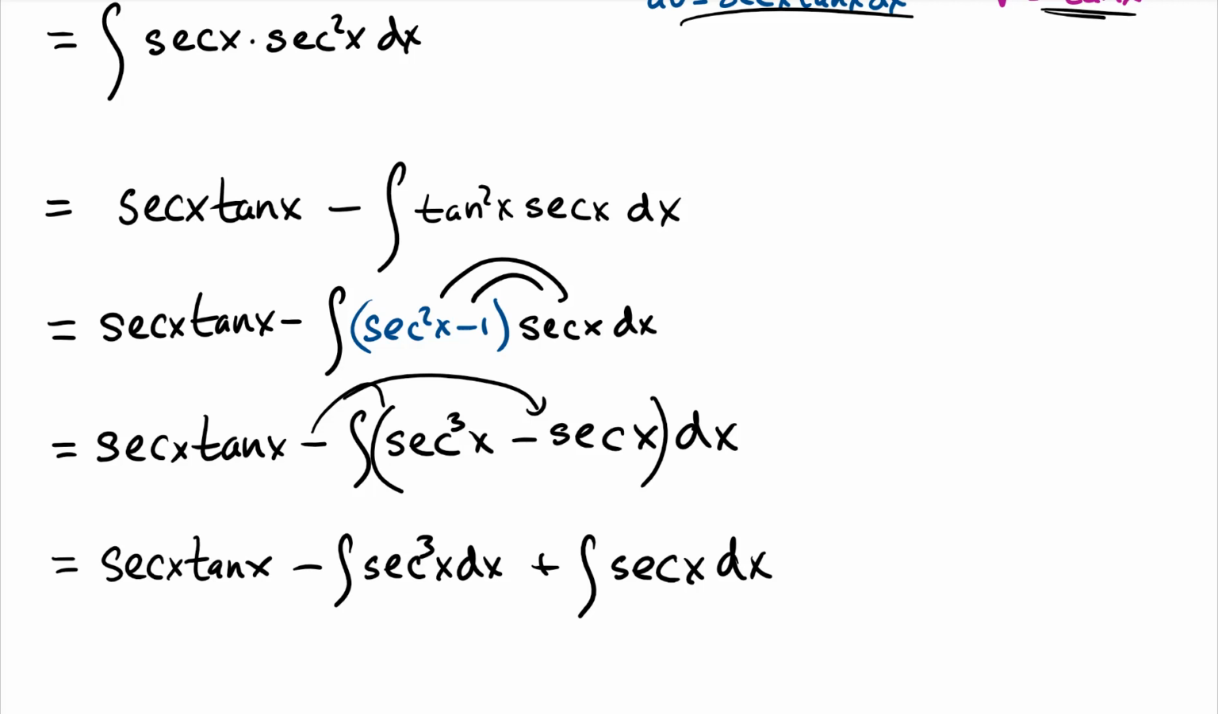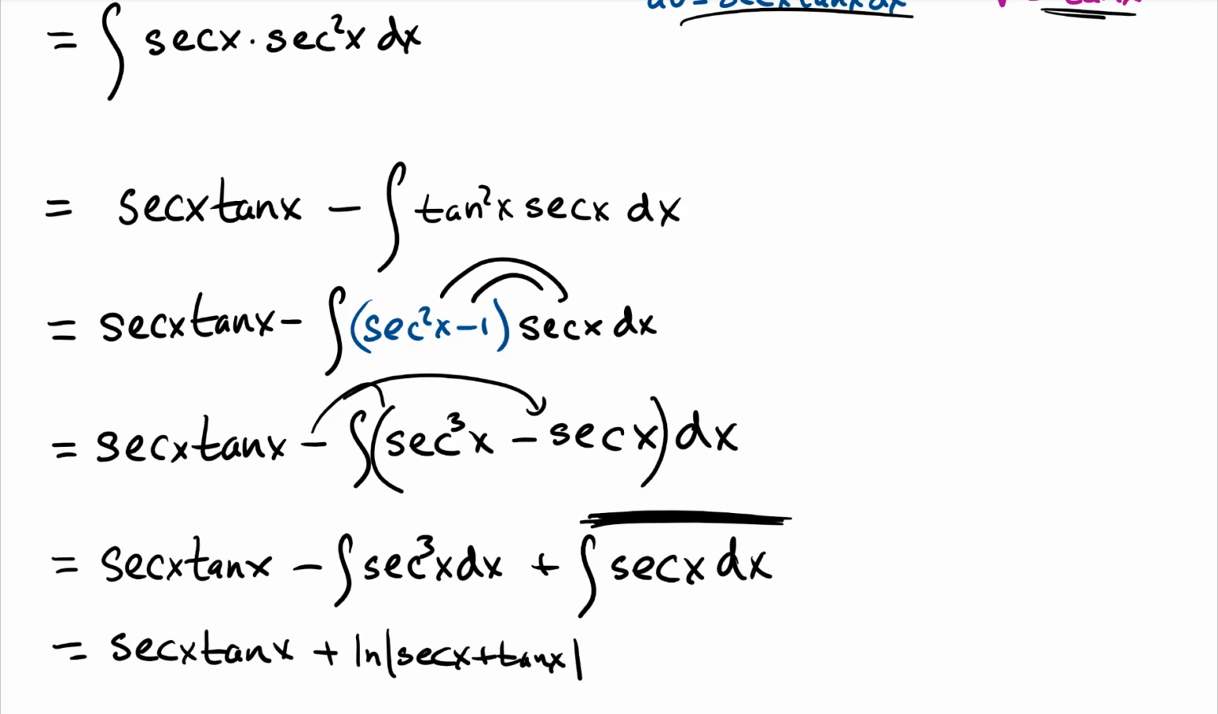Do you still remember the integral of secant of x? Should we go back up and look at it? Nah, let's not. So I'm going to put this one first, there's a reason why. So that was equal to the natural log of the absolute value of secant of x plus tangent of x, minus this integral of secant cubed of x dx.